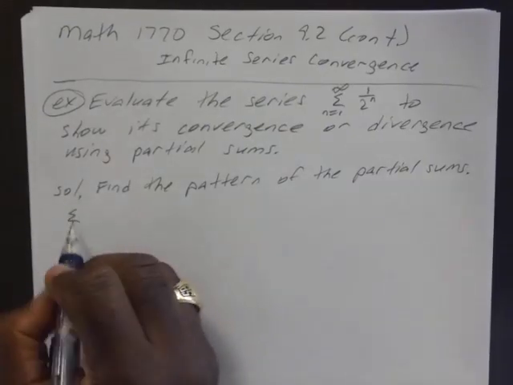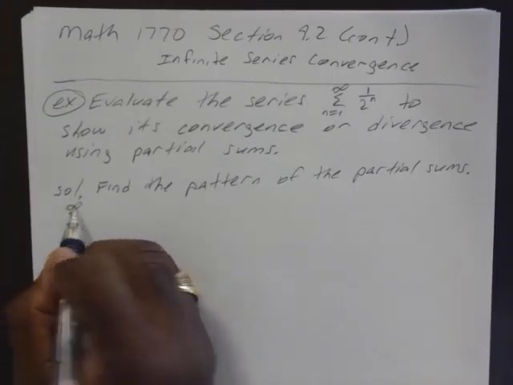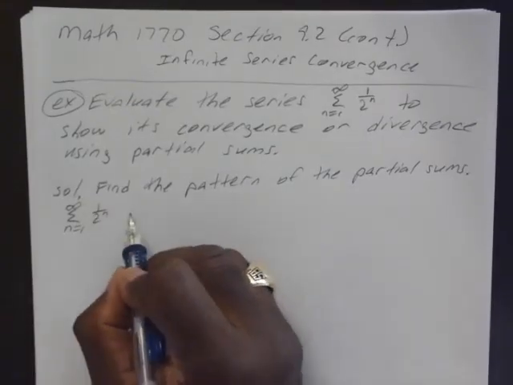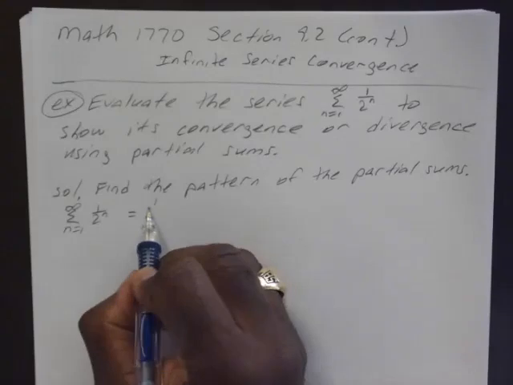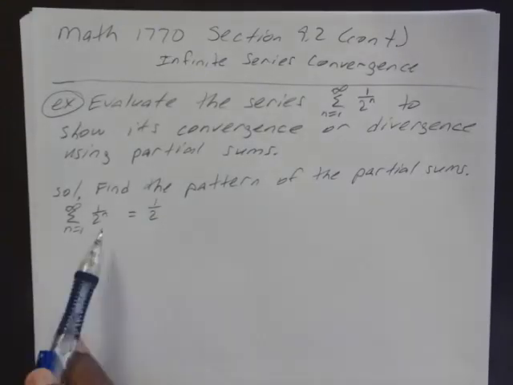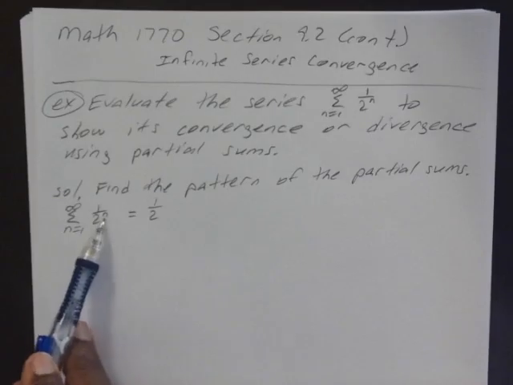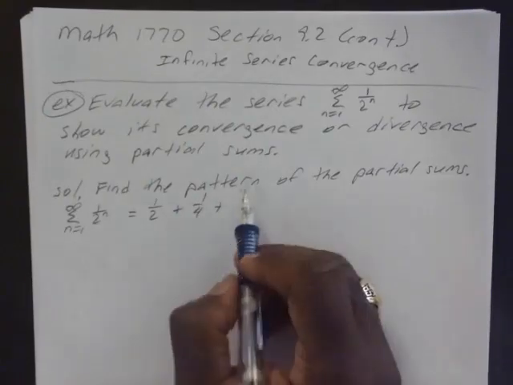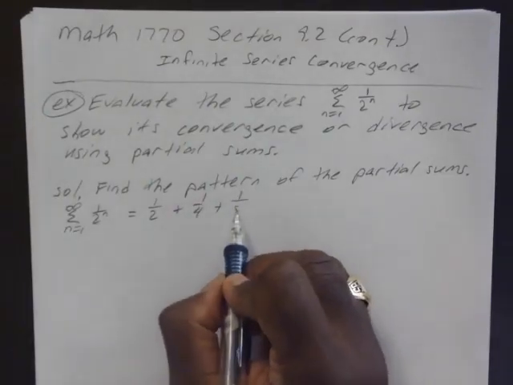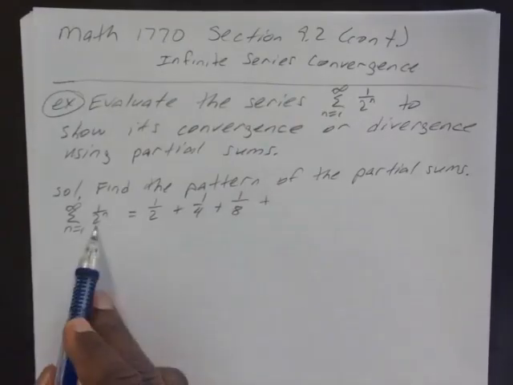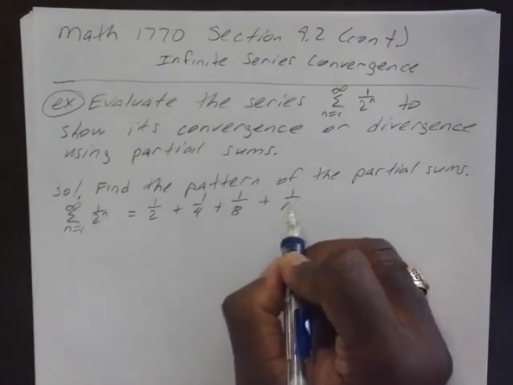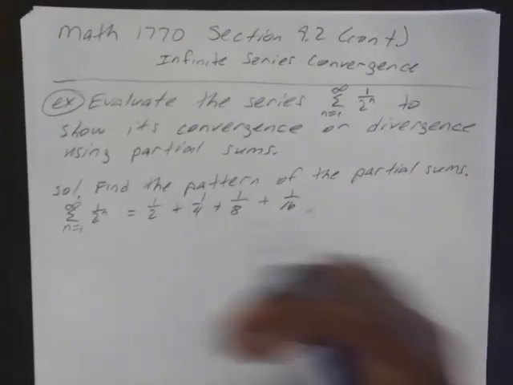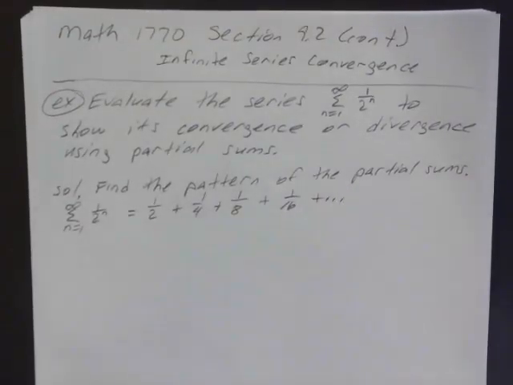Okay, so if we look at the sum from n equals 1 to infinity of 1 over 2 to the power of n, then that'll give us 1/2 when n is equal to 1. When n is equal to 2, we get 1 over 2 squared, which is 1/4. When n is equal to 3, we get 1 over 2 to the third power, which is 1/8. When n is equal to 4, we get 1 over 2 to the fourth power, which is 1/16. And we can keep on going. But that should be enough to get a pattern going.